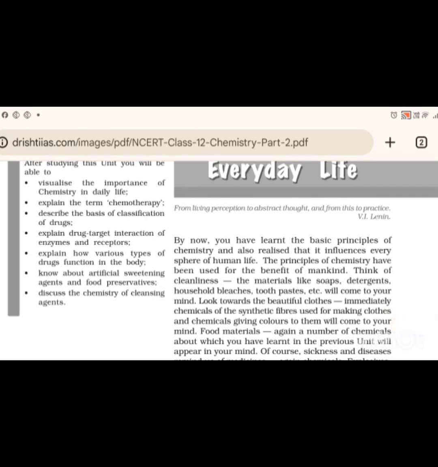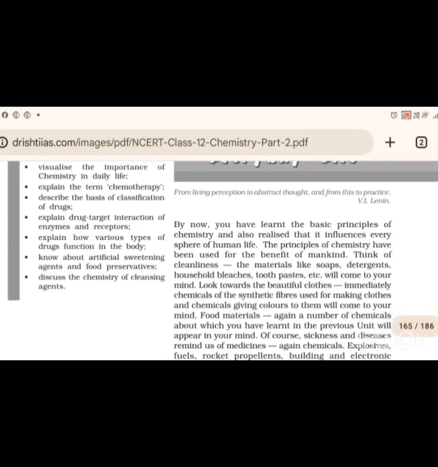Think of cleanliness, the materials like soap, detergents, household bleaches, toothpaste, etc. will come to your mind. Look towards the beautiful clothes. Immediately, chemicals of the synthetic fibers used for making clothes and chemicals giving colors to them will come to your mind.